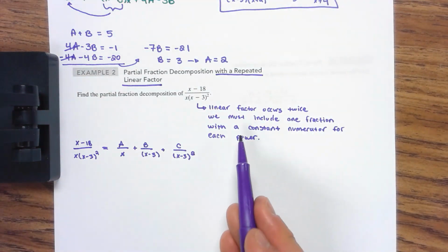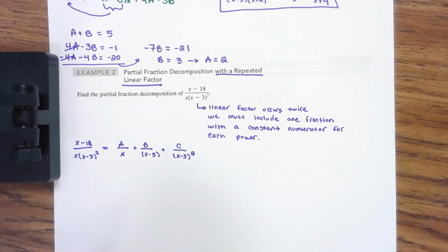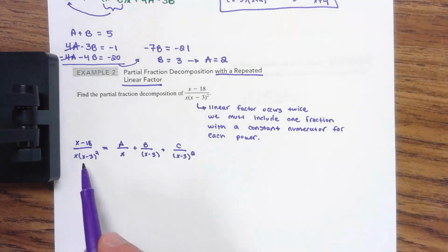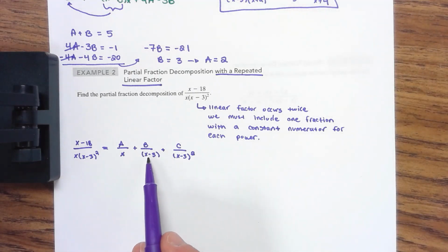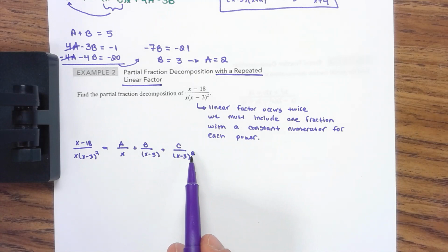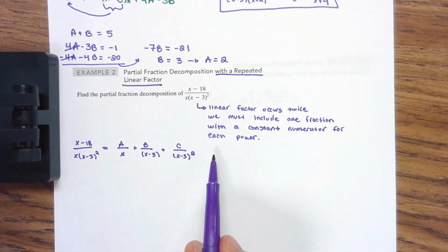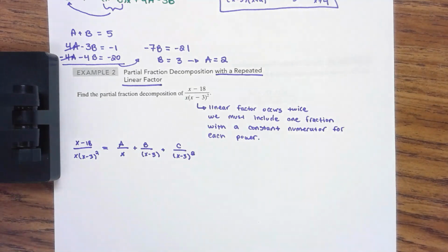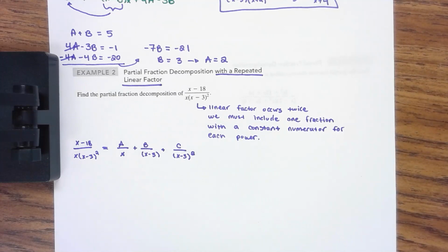So that's what this is referring to. We need a fraction with each power of that repeated factor. So had this been cubed, let's say this was x minus 3 cubed, we'd have x minus 3 squared, and we'd have to add another, so plus d over x minus 3 cubed. Okay, if it was a fourth, we'd have to have a plus e over x minus 3 to the fourth. And at that point, we would actually need a matrix to solve this. We don't really have a way to solve this. But this one we are going to be able to solve. And we're going to solve it the exact same way as how we did it before.